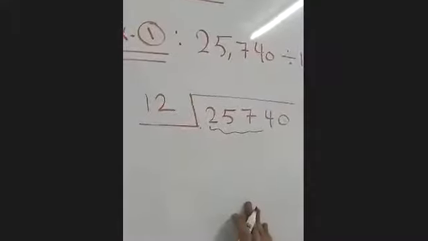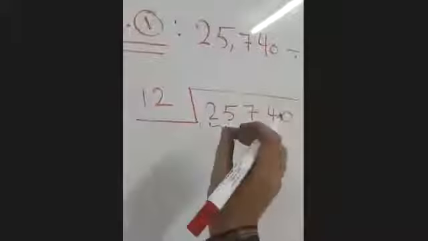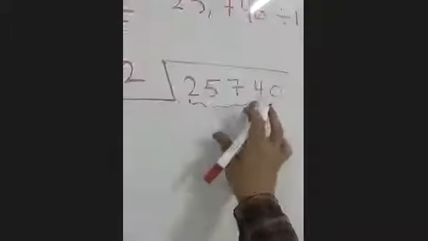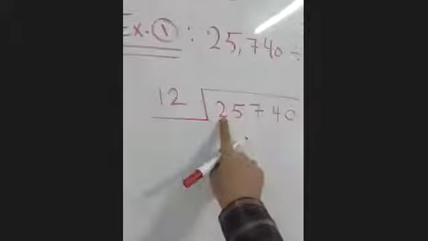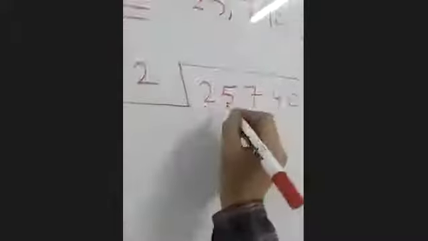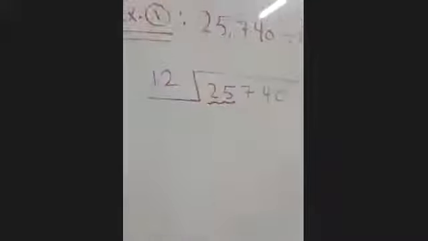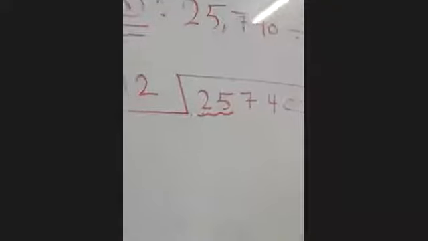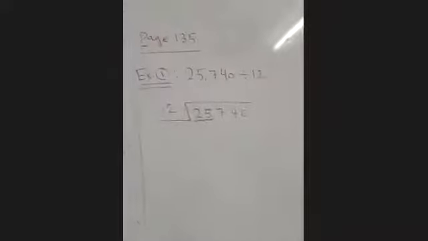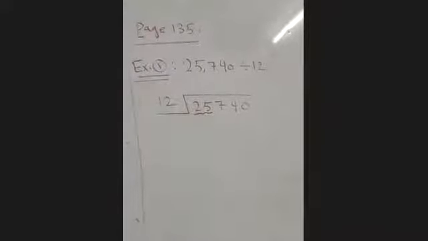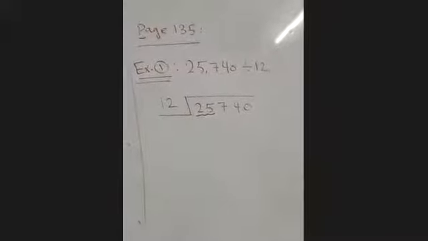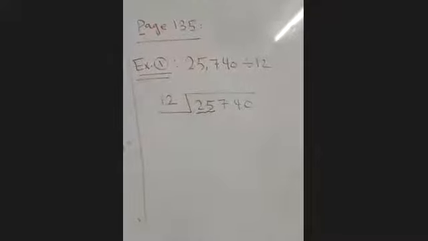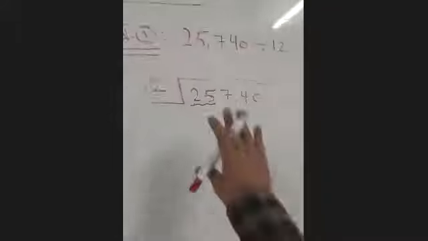No. We choose the first number which is bigger than 12. We start with 25, which is more than 12. Don't go to the 7. Now, 25 divided by 12. If instead of 12 it was 25, maybe 40, we'd go to the 7.